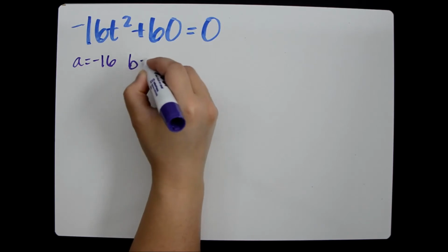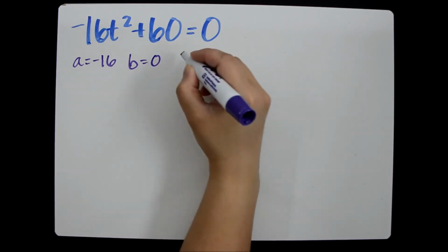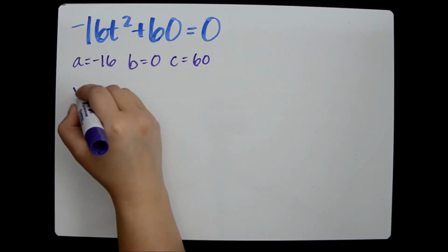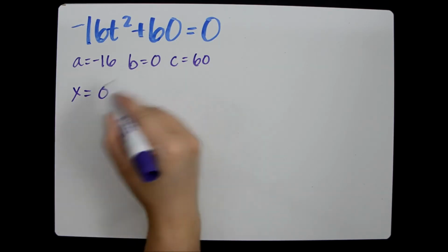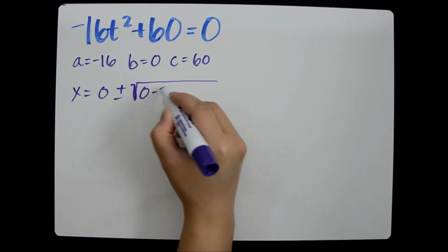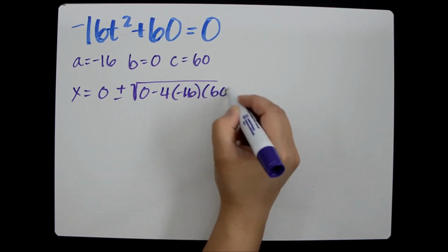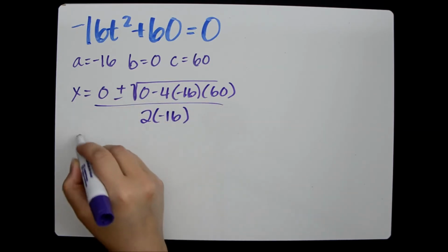The A value in the problem is negative 16. Since there is no t term, the B value is 0 and C is 60. We're going to substitute this into the quadratic formula so we get 0, because the opposite of 0 is still 0, plus or minus the square root of 0 minus 4 times our A value times our C value all over 2 times our A value.